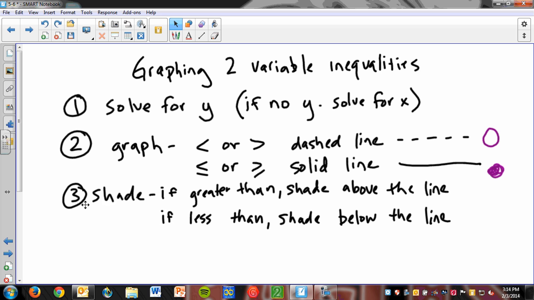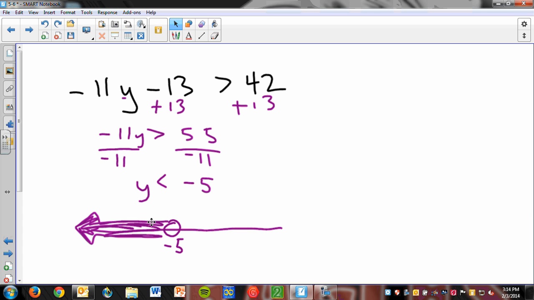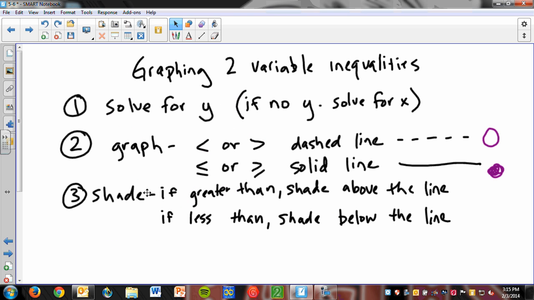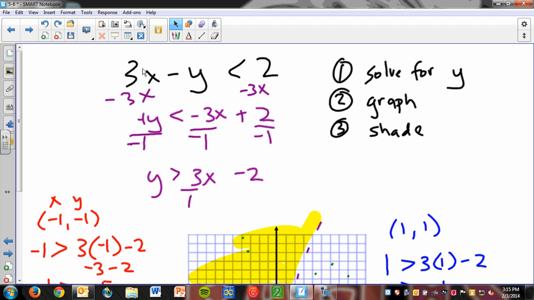Speaking of shading, step 3. Just like back here where we shaded, because everything in there, every little bitty decimal, whether it's negative 5.01, 5 million, negative 5 million, anything like that, it all counts. So we have to shade. So if it's a greater than, we are going to shade above our line. And if it's less than, we're going to shade below the line. So let me show you what I mean.